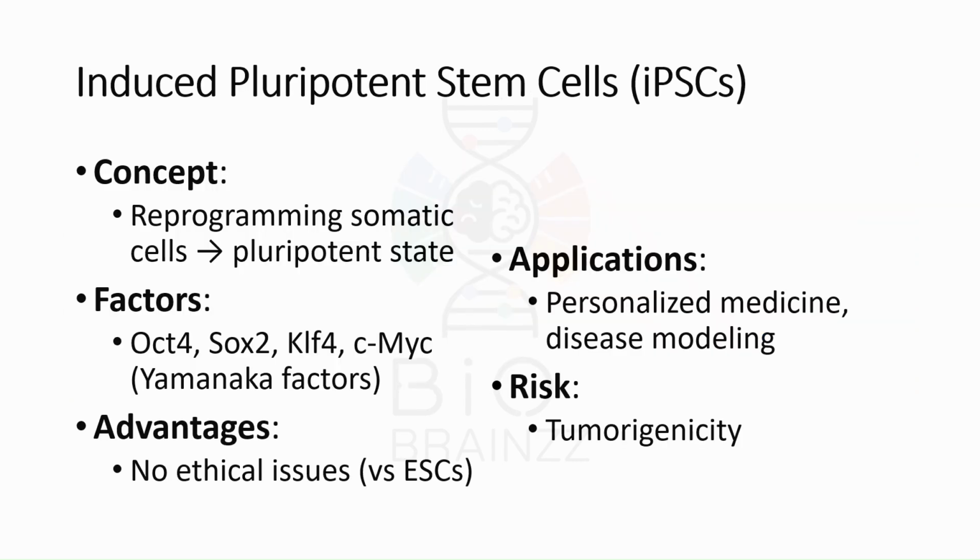Induced pluripotent stem cells. iPSCs are formed by reprogramming normal somatic cells into a pluripotent state. This is done using various factors. The advantage of iPSCs is that they do not have ethical issues like embryonic stem cells. They are useful in personalized medicine and disease modeling. However, there is a risk of tumor formation, which is an important limitation.